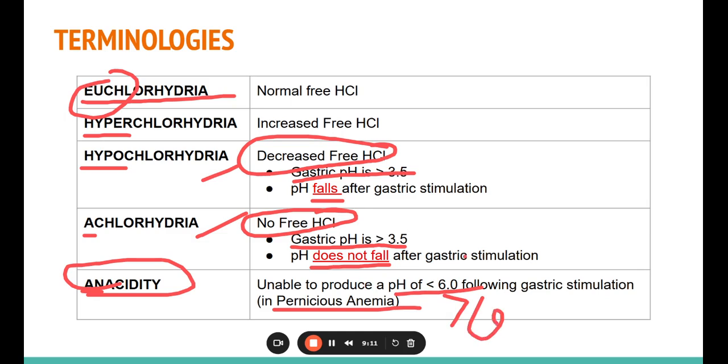No, it is not acidic because it is already above 6. Thus, the term anacidity, meaning no acid, not acidic. Okay, so please keep these terms in mind to help you understand and follow the rest of our discussion.